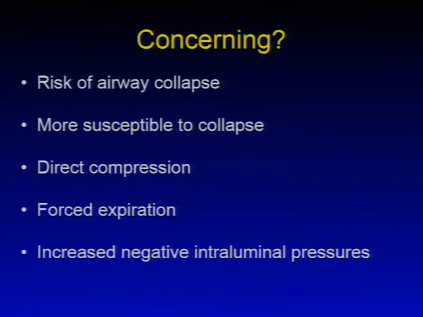So this patient presents, and what is concerning about this patient? Well, first of all, the patient is dyspneic when she's flat, and there's 50% compression of the trachea, which means that this patient is at risk for airway collapse. And the patients who have a variable mass, which varies with respiration, can sometimes be more susceptible to collapse as well, secondary to direct compression.